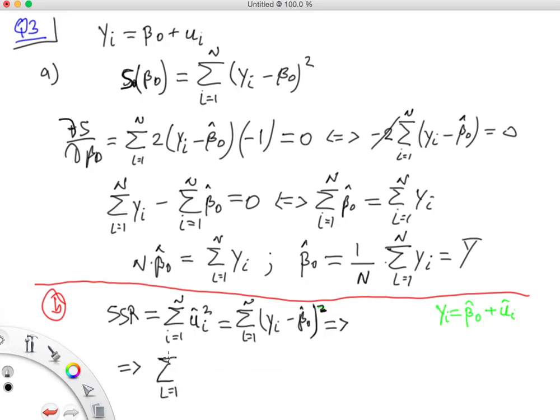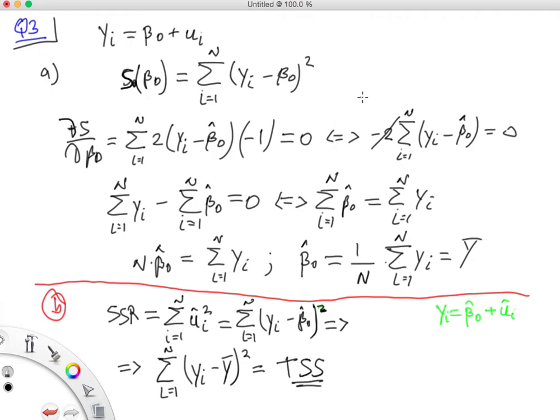Then what does it look like? So yi minus y bar in this case. And in the book, this sum of yi minus y bar squared has a name. This is called the total sum of squares, total sum of squares.